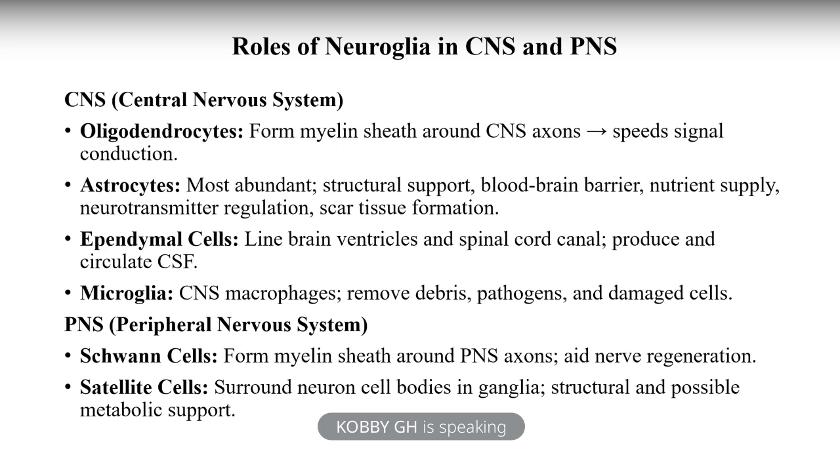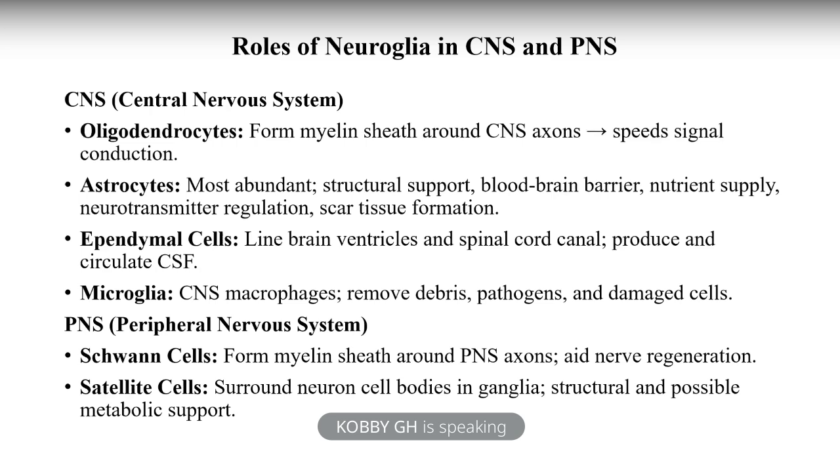Okay, now we also spoke about the microglia. Microglia help to remove debris, pathogens and damaged cells from the central nervous system. The microglia cells help to remove debris. They help to remove what? Pathogens. They also help to remove damaged particles from the central nervous system.